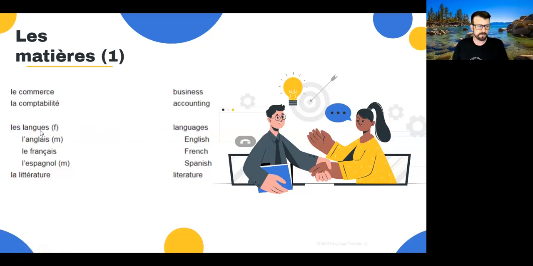Languages, les langues. Okay, l'anglais, individual languages also have grammatical gender. L'anglais, c'est masculin, right? It's a masculine noun. English, le français, French, l'espagnol, masculin, Spanish. Okay, the study of literature, la littérature, is of course feminine, like la comptabilité. Comme ça, même chose.